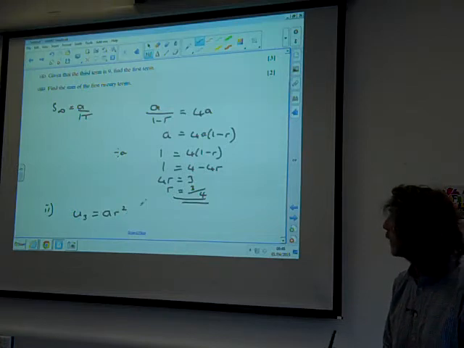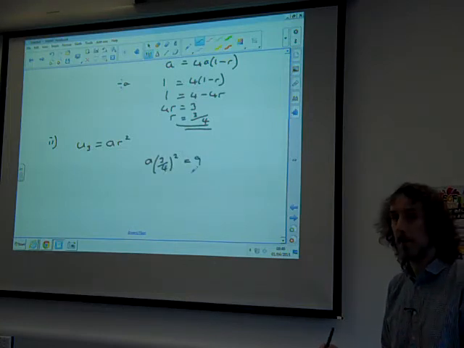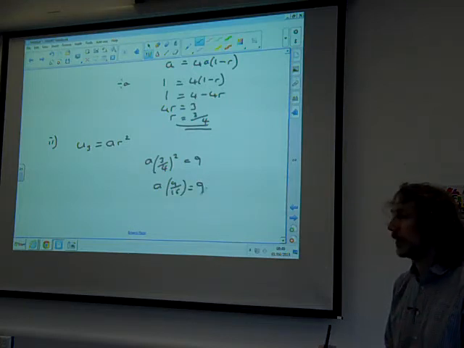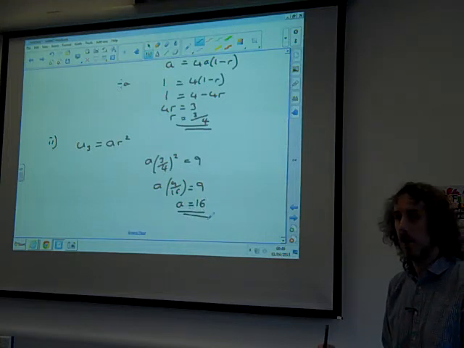So again, we're just using the information given us in the question. The third term is 9. The common ratio is 3/4. We know that now. So that means that a times 3/4 squared is equal to 9. And we've got another equation to solve. A times 9/16 is equal to 9. And so I reckon that gives us a equals 16, doesn't it? That's our answer from that.